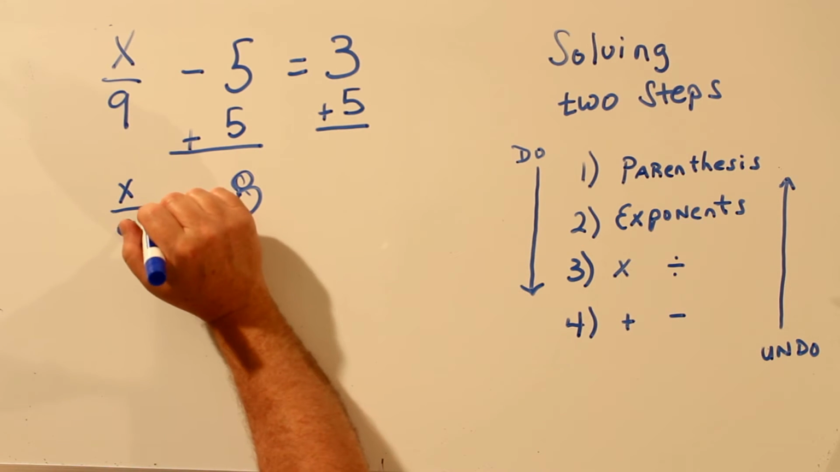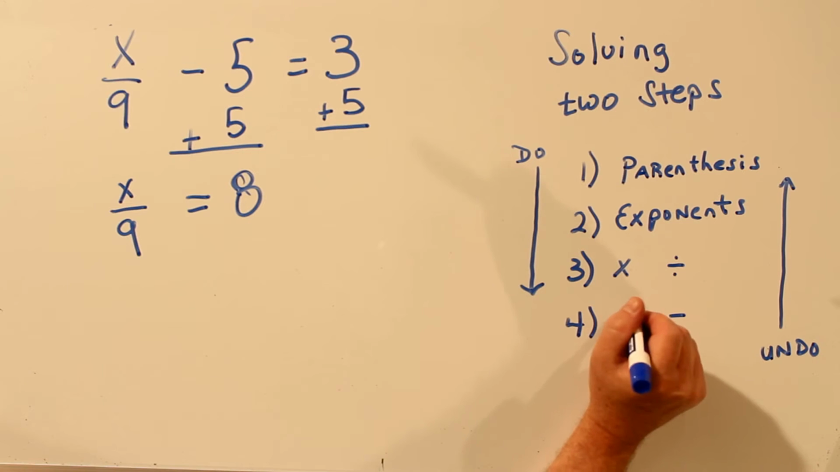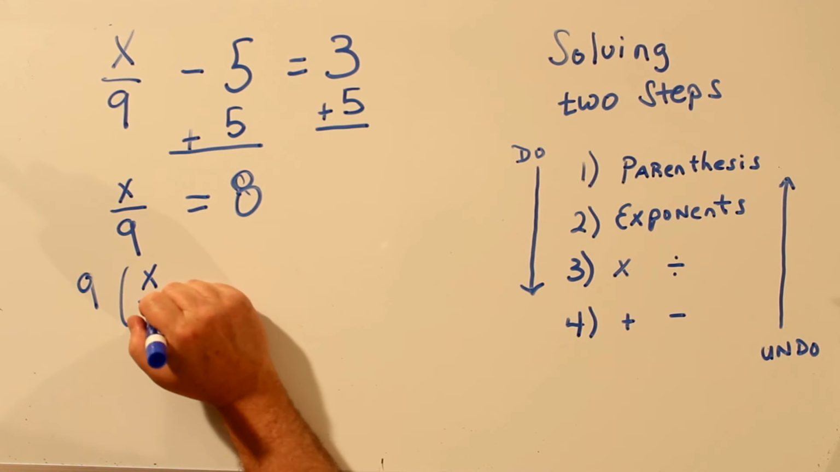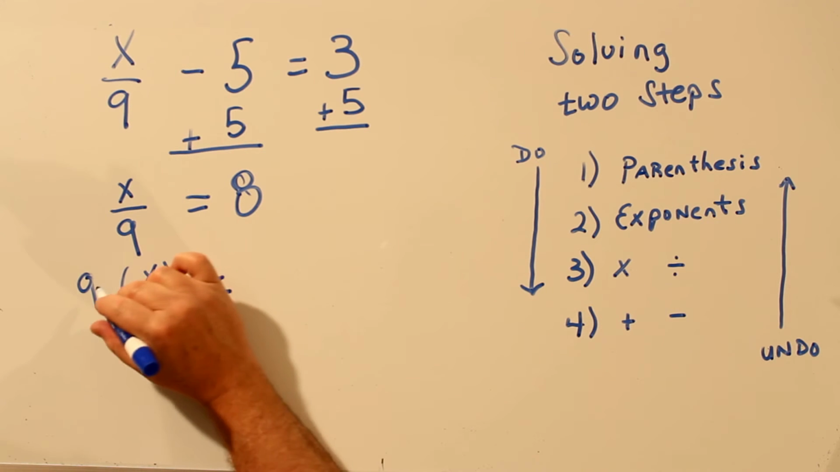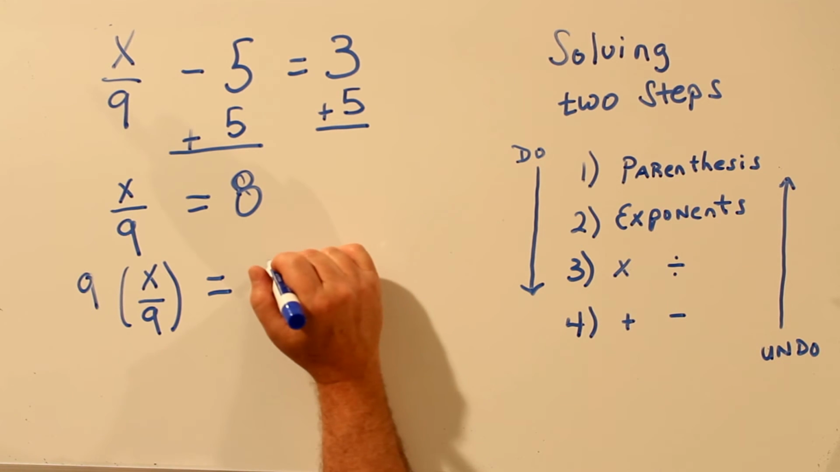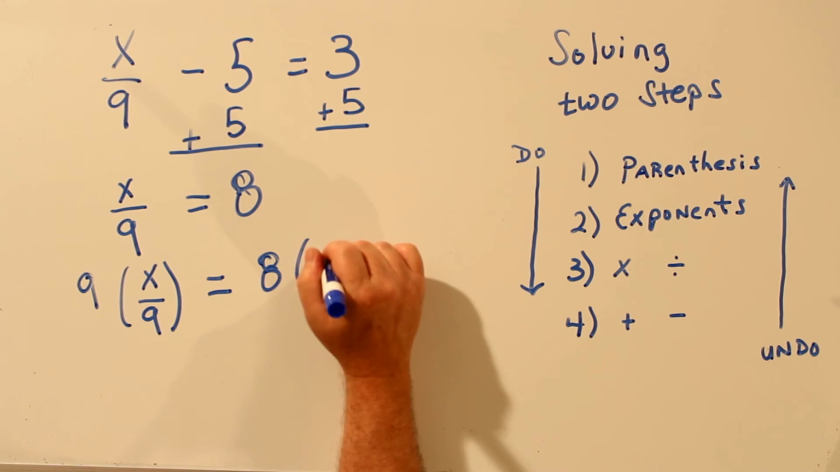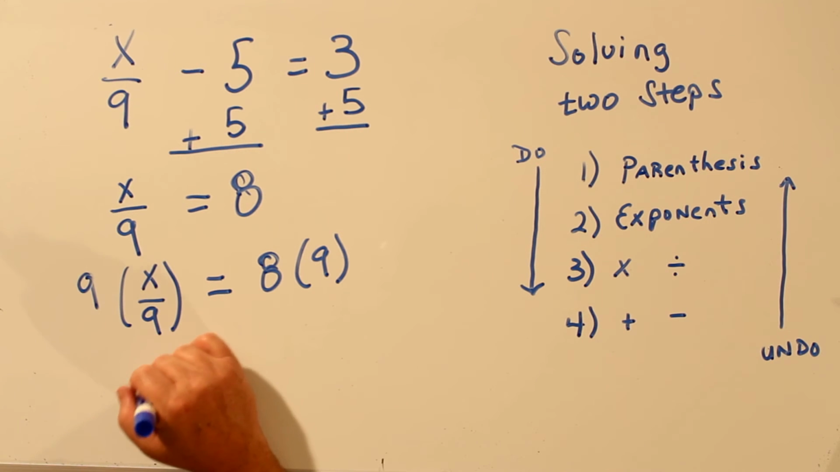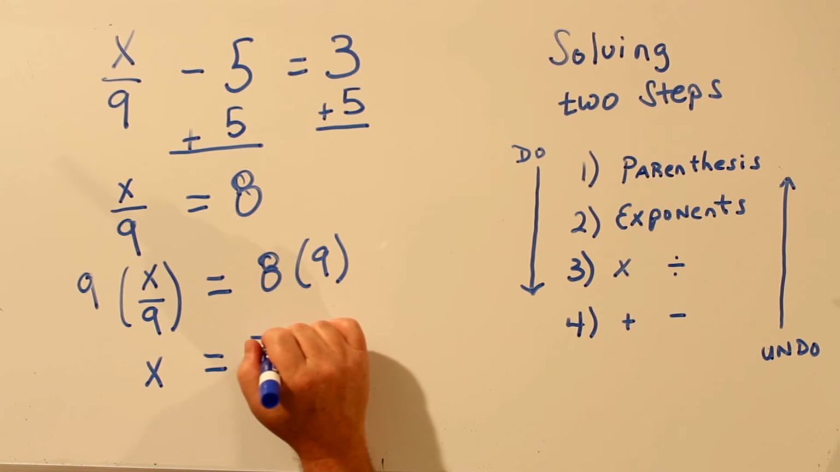In order to undo the division of 9, we have to multiply by 9. So we'll have 9 times x over 9. To keep the equation true, if we multiply this side of the equation by 9, we have to multiply this side of the equation by 9. Here, 9 divided by 9 is 1, so we have x. Here we have 8 times 9 is 72.